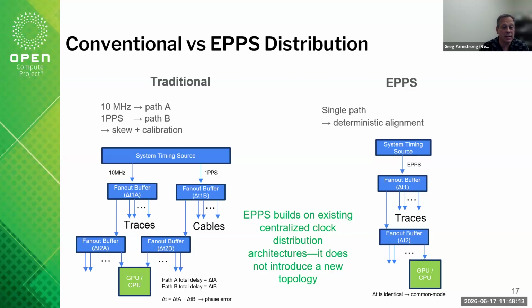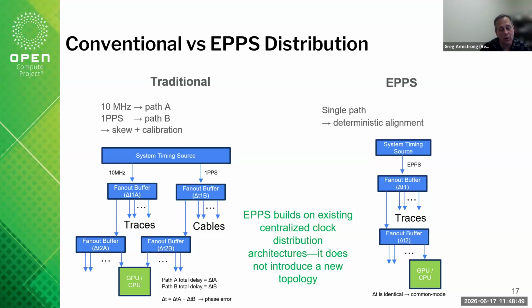So what does EPPS give us? It gives us a single path distribution, right? So now you get very deterministic alignment. It means you can use very deterministic, off-the-shelf components. So those zero delay buffers work just the same, right? The fanning out is just the same. The traces you have control over, right? I can make sure the traces are bounded within a certain length, plus or minus error, so that every card effectively gets that signal at a well-defined, deterministic alignment.